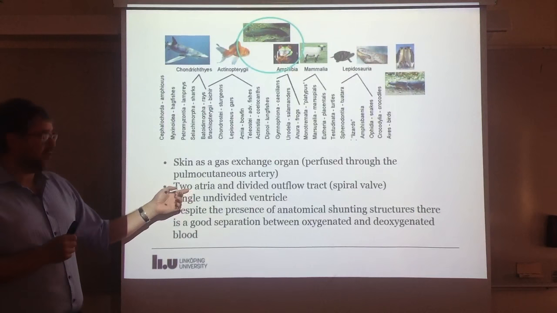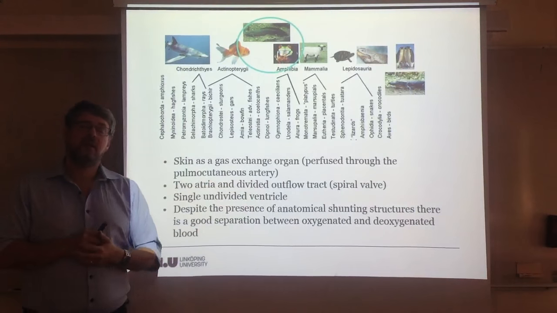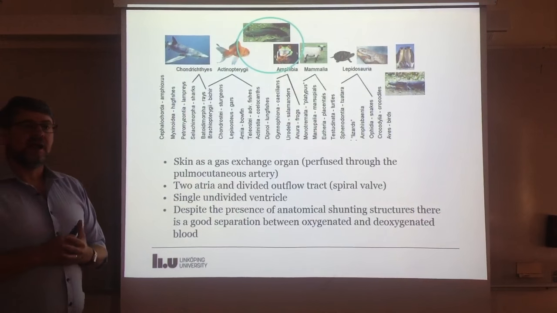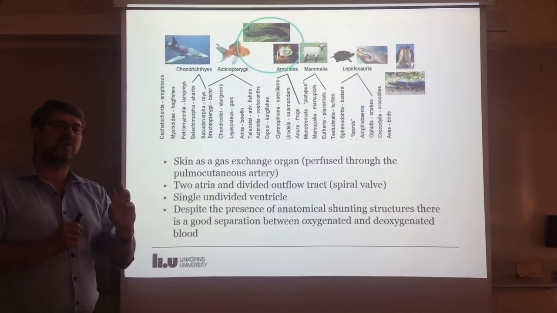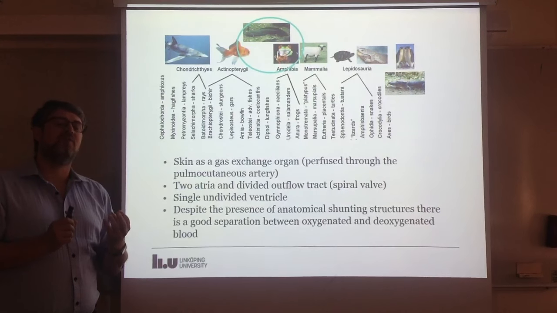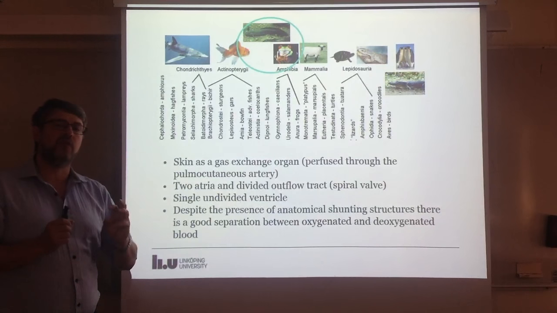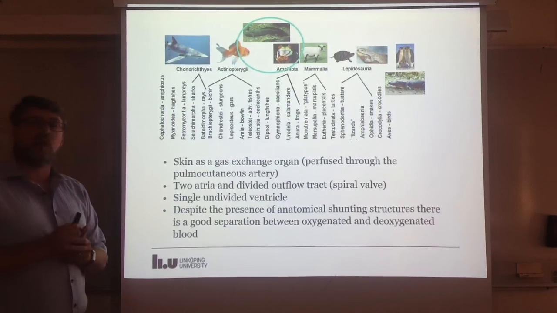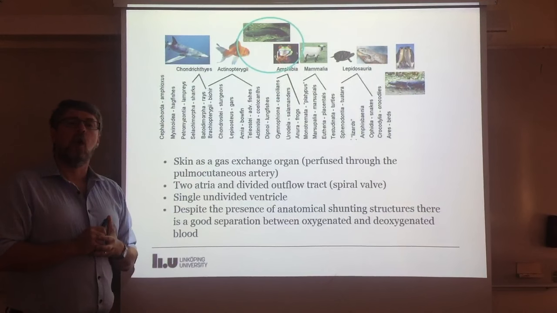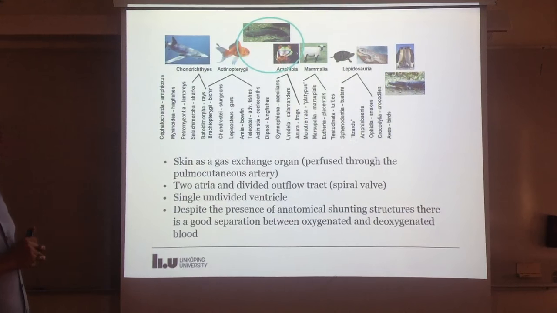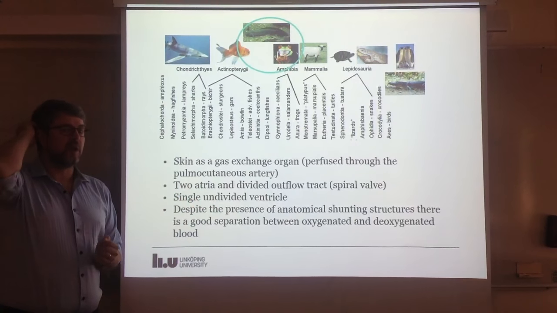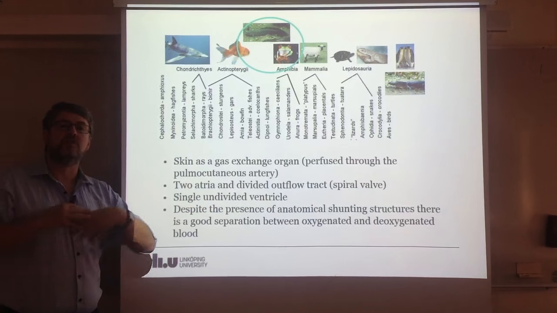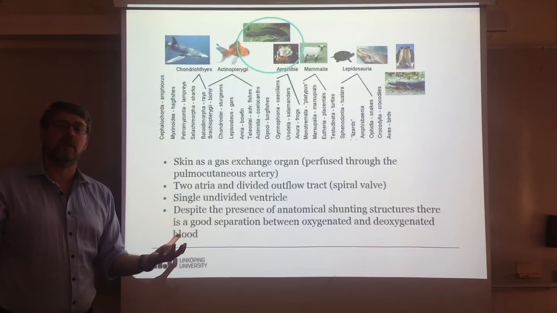The amphibian heart has two atria but only one ventricle. But what's particular about it, as we will see in the next slide, is that the outlet of the ventricle contains a spiral valve that apparently is quite efficient at separating oxygenated and deoxygenated blood. So the presence of one single undivided ventricle does not mean that blood mixes fully and totally.